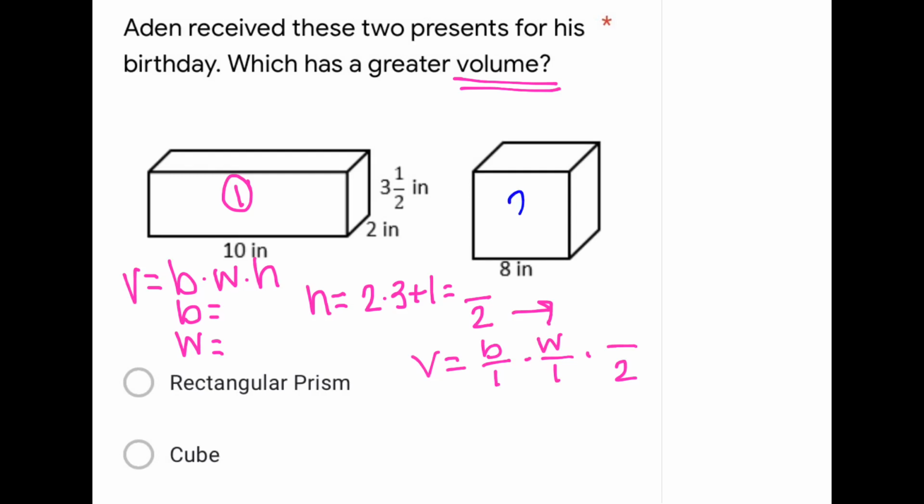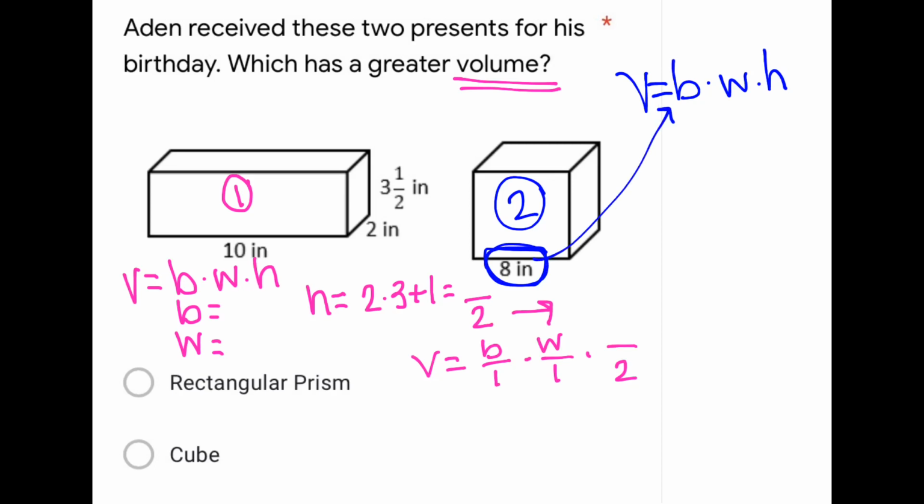Next, we need to find the volume of the cube. Volume equals base times width times height. This is a cube. They only give us one measurement here. So that's the measurement you're putting in for your base times your width and times your height. They are all the same. It is a cube. They all have the same measure. After you insert that number, you are just going to multiply straight across.